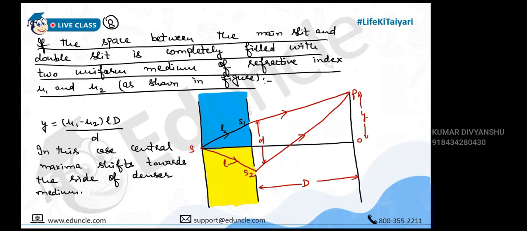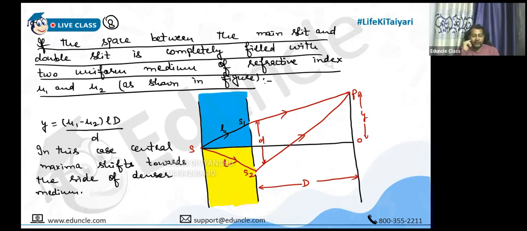So here mu1 is greater than mu2. I have written that the shift is towards the side of the denser medium. Means I am assuming that the refractive index of this medium is greater than this medium, because I have shown that the central maxima has shifted upwards. Means I am taking mu1 to be greater than mu2. But if you take mu2 to be greater than mu1, you will show the shift to be downwards. Okay, clear?